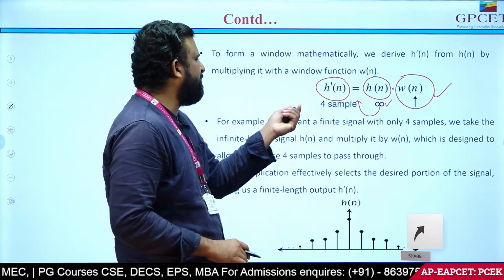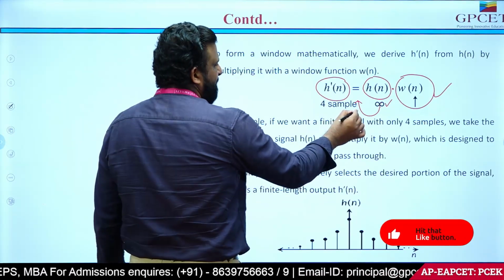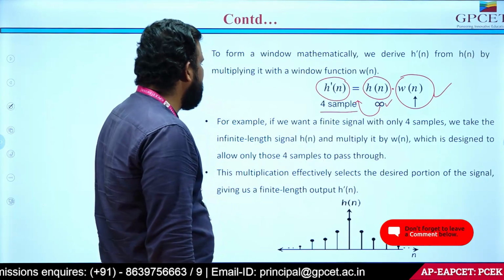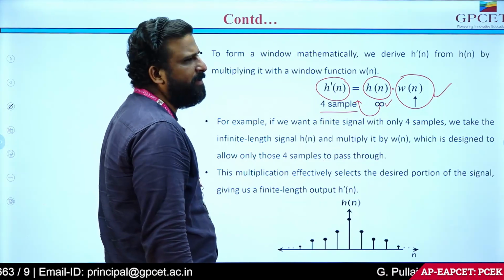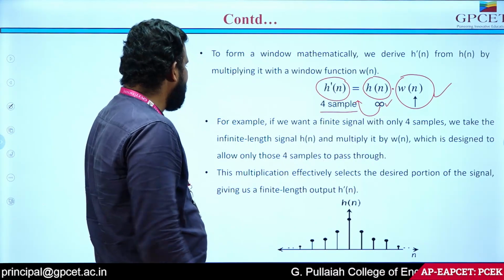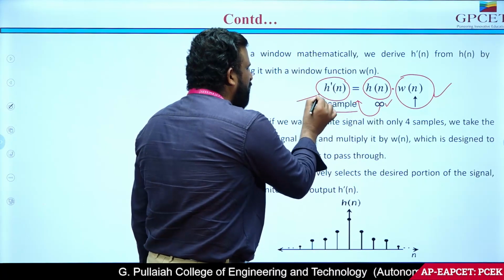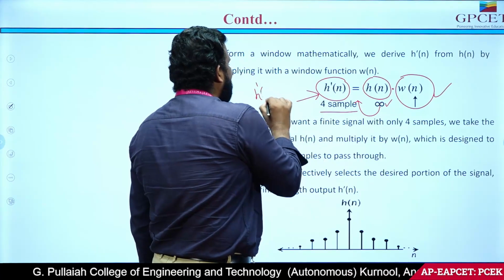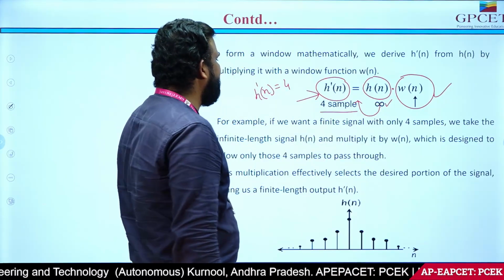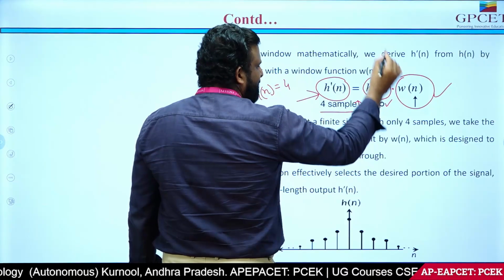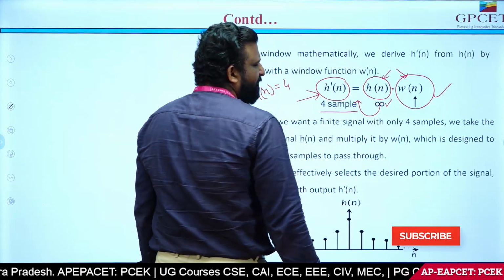Just for more clarity, let me take another example. Consider 4 samples. I want to get only 4 samples when I multiply this h of n with the windowing function w of n. Let me see how it is formed with some different types of graphs. For example, if we want a finite signal with 4 samples, I want h dash of n to have only 4 samples. So we take the infinite length signal h of n, and we multiply it with the windowing function w of n.